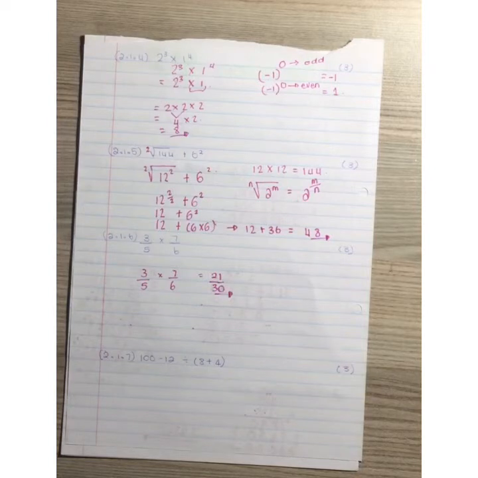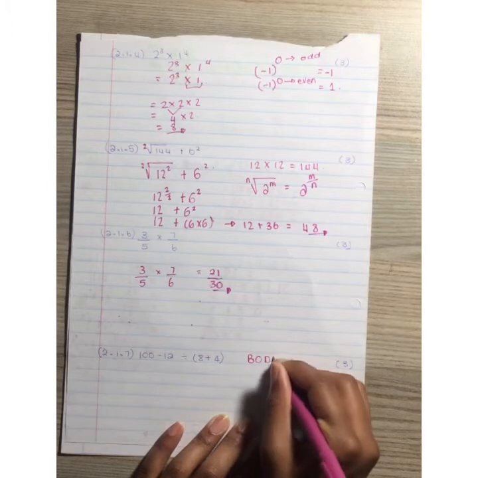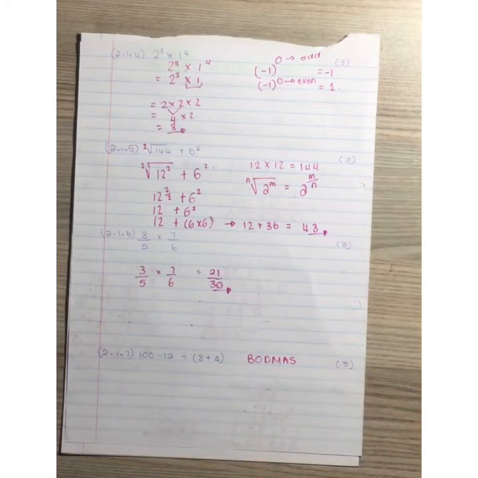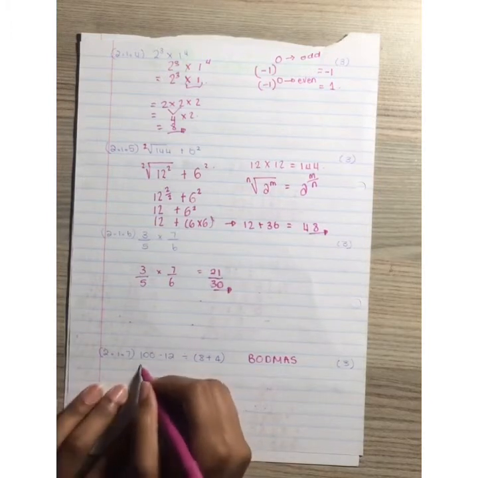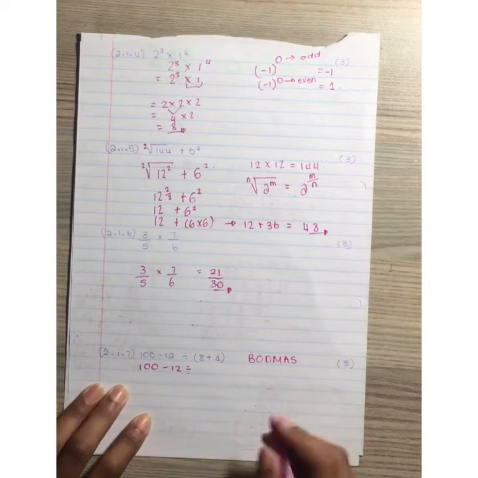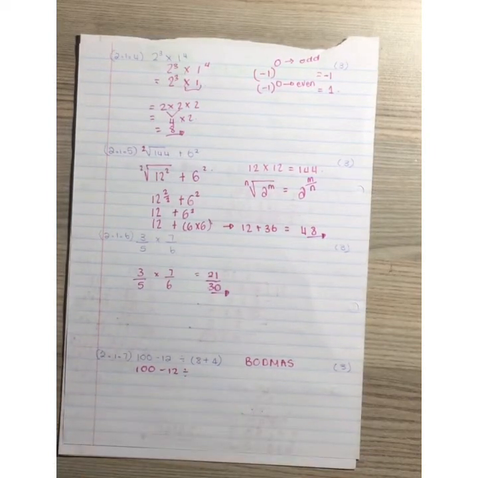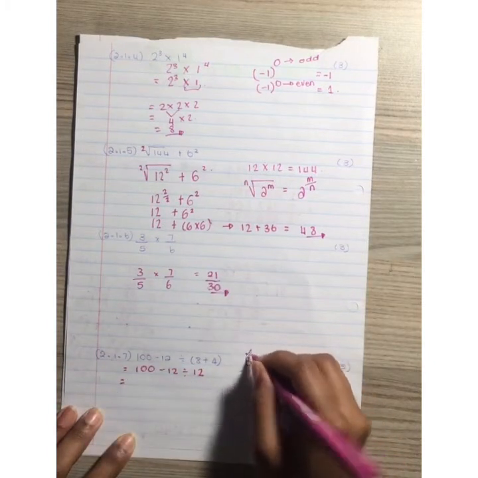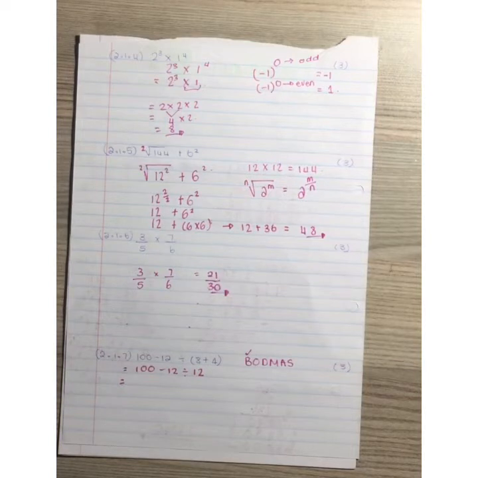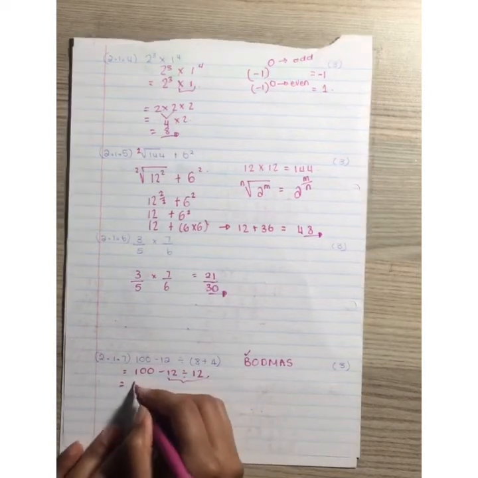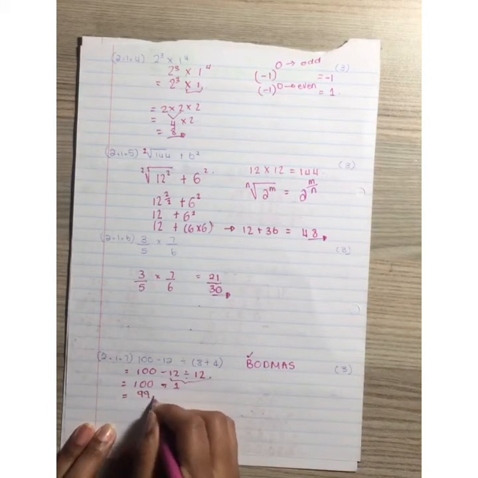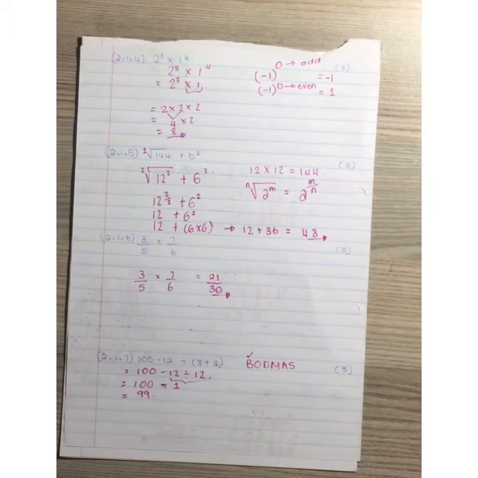Okay, and we look at the next example. In the next example, we need to follow the rule of BODMAS. BODMAS is brackets, of, division, multiplication, and addition, subtraction. So what do we tackle first? We tackle the brackets. We have 100 minus 12 divided by, and we look at the brackets first. So what is 8 plus 4? 8 plus 4 is 12. Once we're done with that, we look at division. Division is 12 divided by 12. So we say 100 minus 1, and our answer is 99.